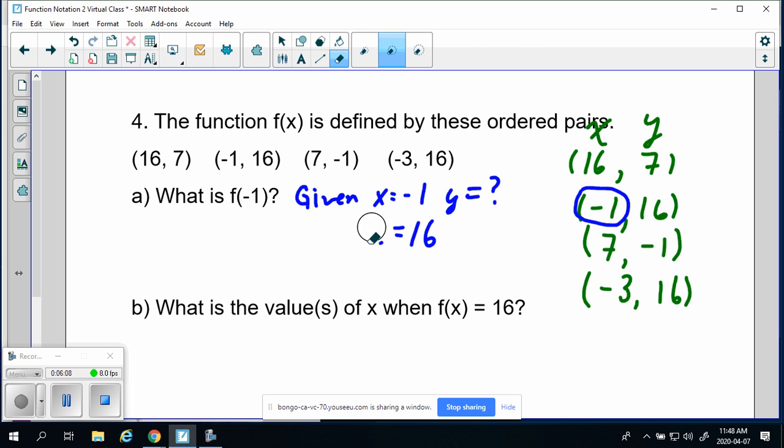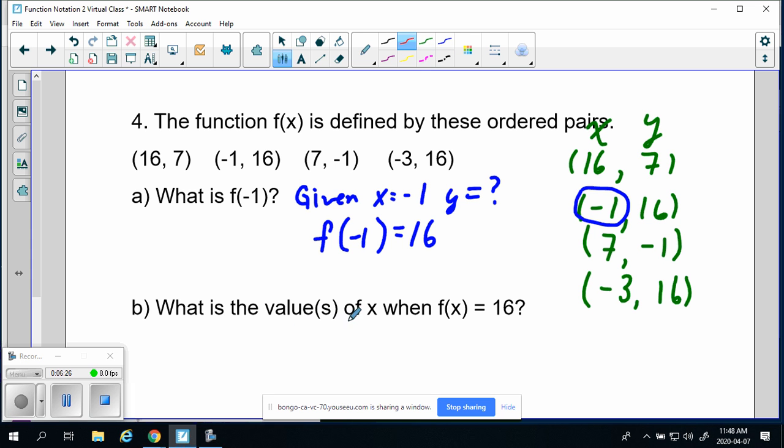But if they want us to write this as function notation, you would say that f of negative 1 is 16 instead of y is 16. Okay? So that's where writing this in columns really helps because it tells you that you can ignore this negative 1. It's a y value, and you were looking up an x value.